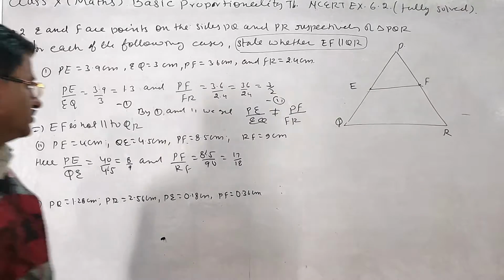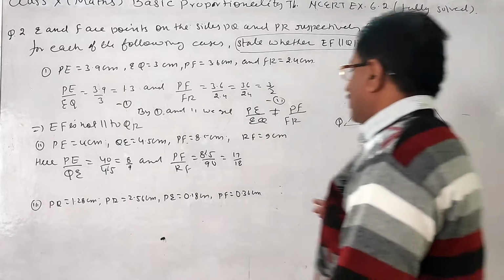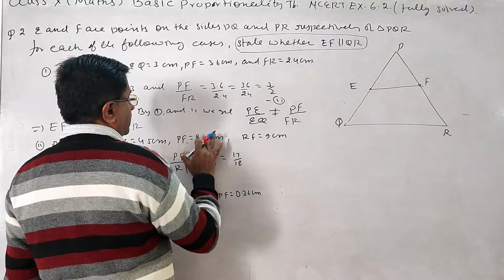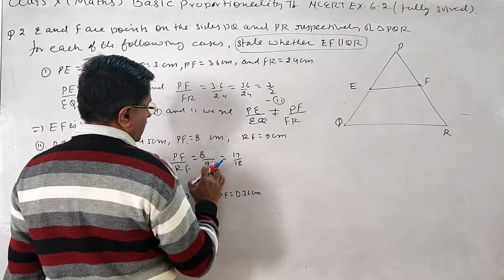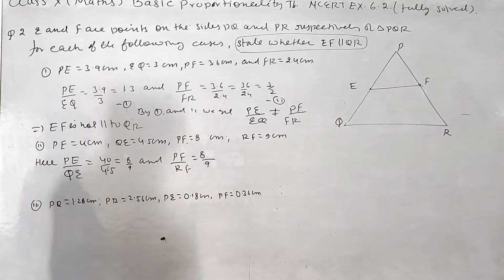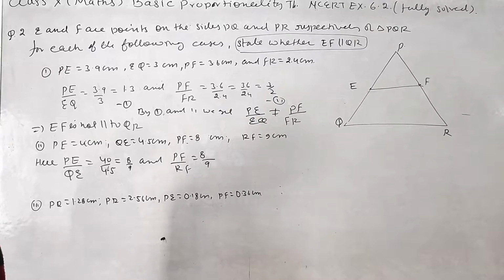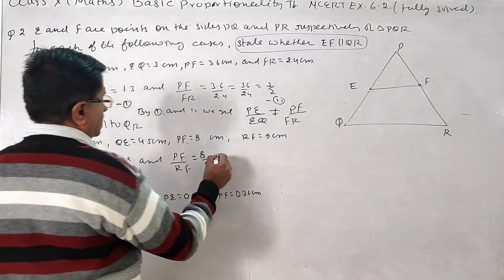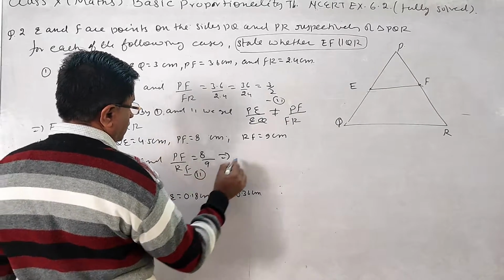So here students see we are taking the ratio. Here I correct the data, one value we have written wrong. That's why PF is given as 8, not 8.5. So 8 is already given. So the ratio is 8 by 9. So PF is given 8, RF is given as 9. So now dear student, what do we get? Both are equal. Right hand side both are equal.